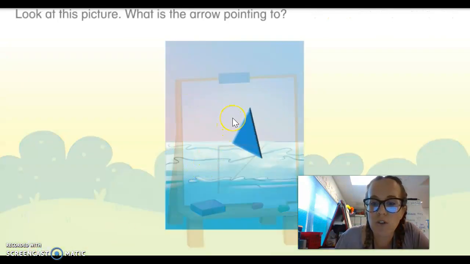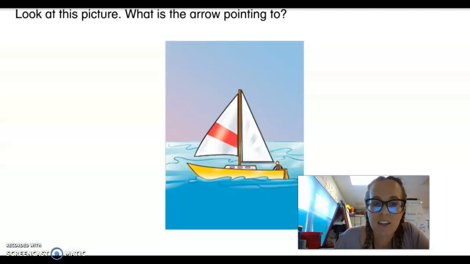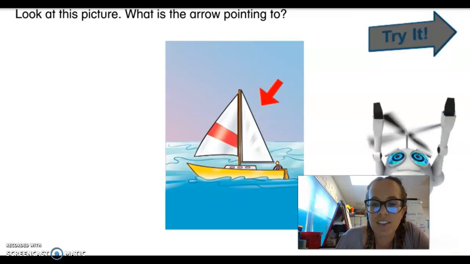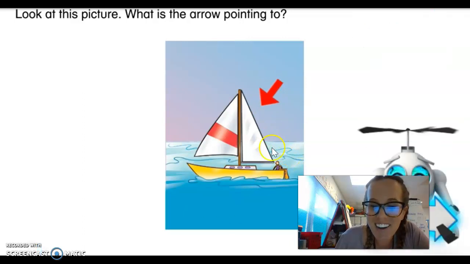It also has 3 vertices. Another word for vertices is corners. So right here is the vertice. Let's count how many it has. 1, 2, 3. Let's see what's going to happen next. Look at this picture. What is the arrow pointing to? It's a triangle. Okay, so we're going to do our activity real quick to see if we can tell the difference between a circle and a triangle.